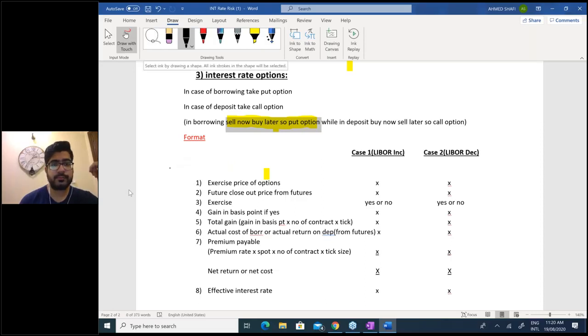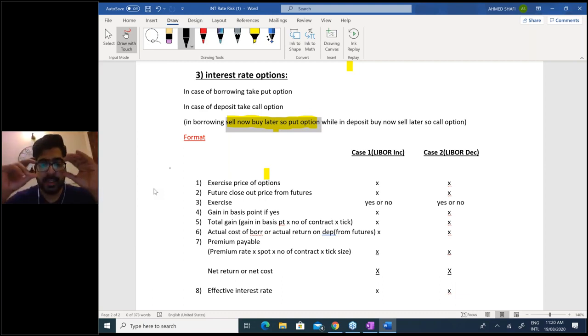Okay. Now this is the presentation format which you have to mention in the exam for options. You need to give a heading of two cases. Case one, LIBOR increase. Case two, LIBOR decrease. There are bright chances you would get both cases in the question. In one case, LIBOR would be increasing. In the second case, LIBOR would be decreasing.